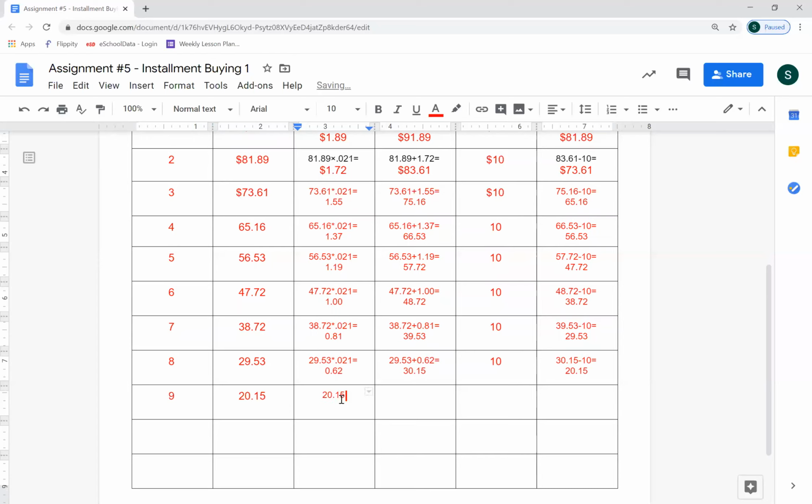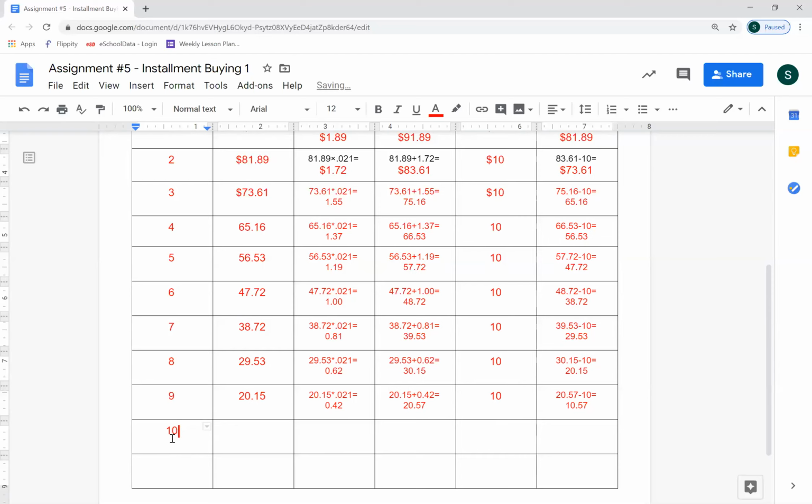So to figure out how much they're going to charge on that balance in interest, I multiply it by 0.021 for the 2.1%. And we get 42 cents. So I take my balance plus my interest and get $20.57. Again, making only my minimum payment, I subtract my $10 minimum payment from what I owe. And now I'm down to $10.57 owed on my credit card.